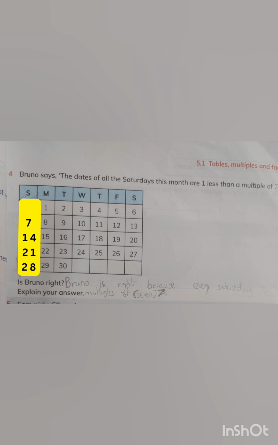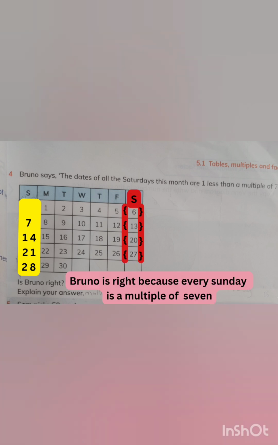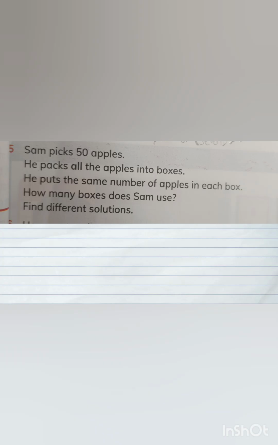In this question, Bruno says that the dates of Saturday are one less than a multiple of 7. So let's see the highlighted numbers. These are multiples of 7 and they are falling on Sunday. So definitely Saturdays are one less than a multiple of 7. Bruno is right here.